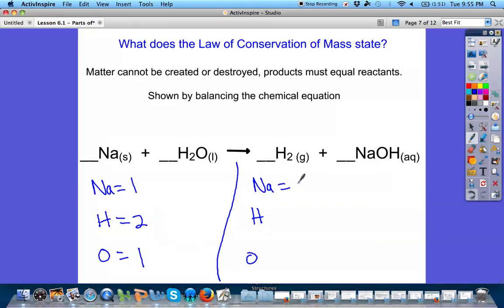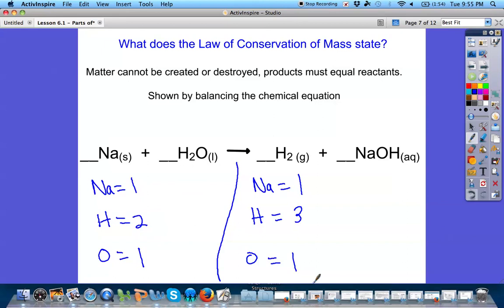I'm going to do this quickly. There will be more on this in our coming lessons. I just want to show you that currently the numbers are not balanced on each side of the equation. So in order to balance it, that's what we need to do to show the law of conservation of mass.